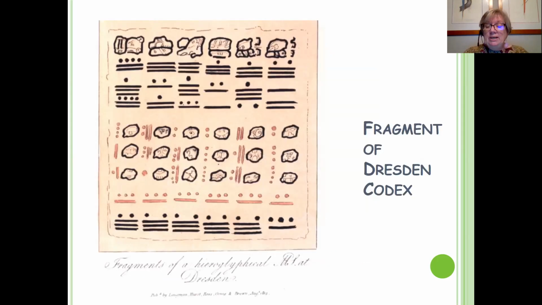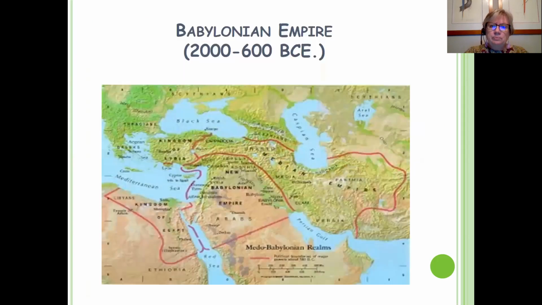Again, the Dresden Codex, this one lives today in Dresden, Germany. But again, you see some of those symbols, looks very much like those that you saw on the tablets before.